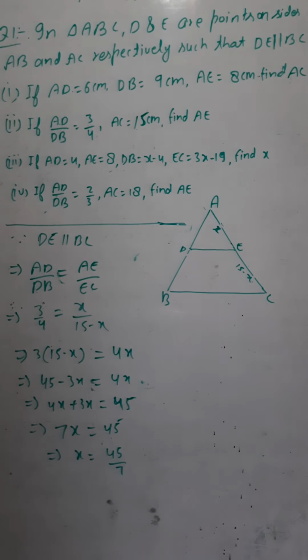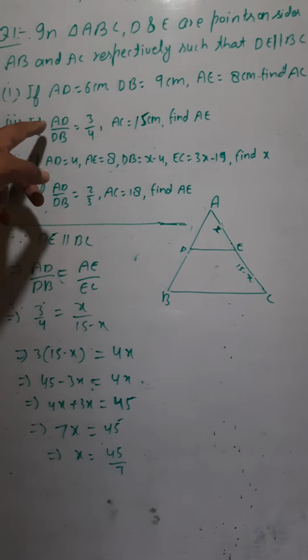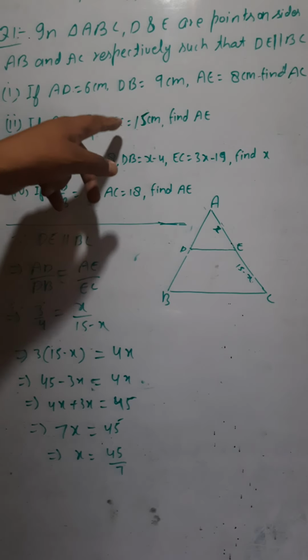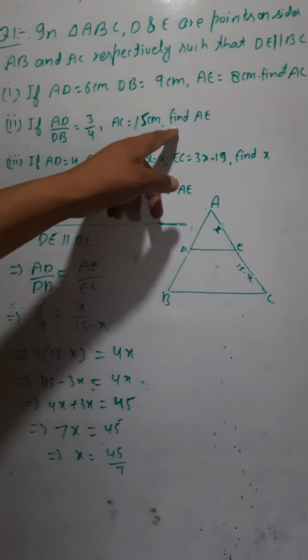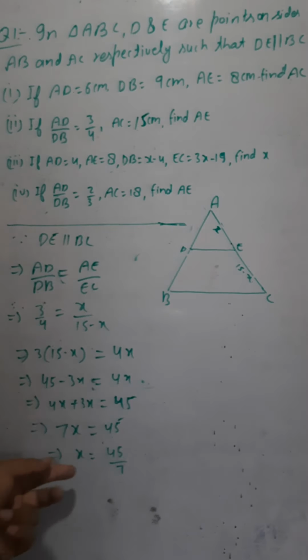45 by 7. This is the value of X. 45 by 7, because this 7 would multiply there, would divide there. What you have to find out? AD by BD has been given. AC also has been given as 15. So you have to find out how much? You have to find out AE. So this is AE.